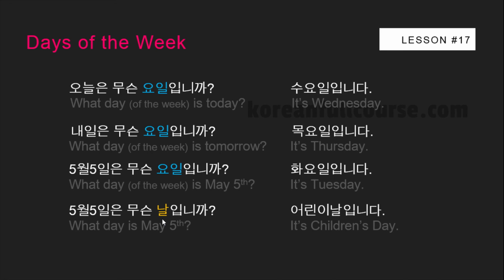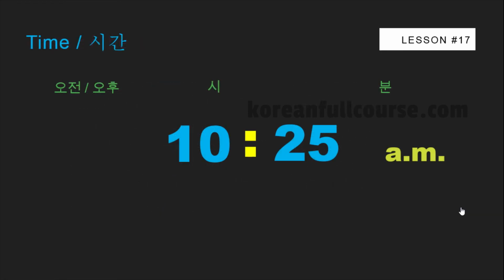In the second part, you will learn how to say time in Korean. To say time in Korean, you need to know both native Korean numbers and Sino-Korean numbers, as well as a few words such as 오전, which means before noon or AM, 오후, which means afternoon or PM, 시, and 분, an hour and a minute.